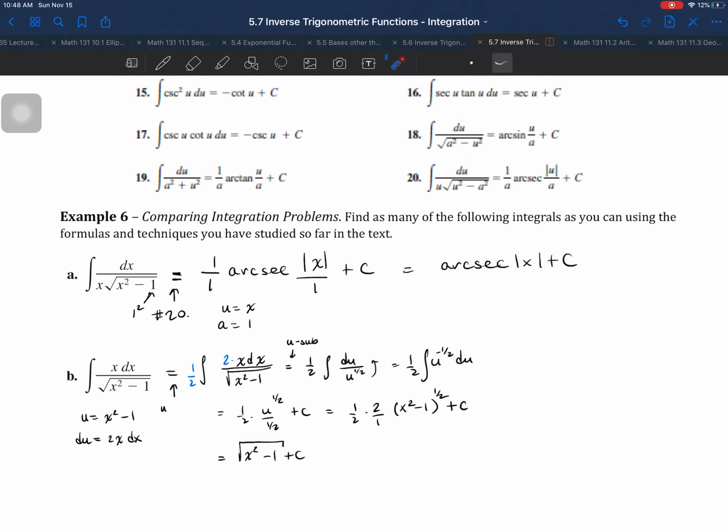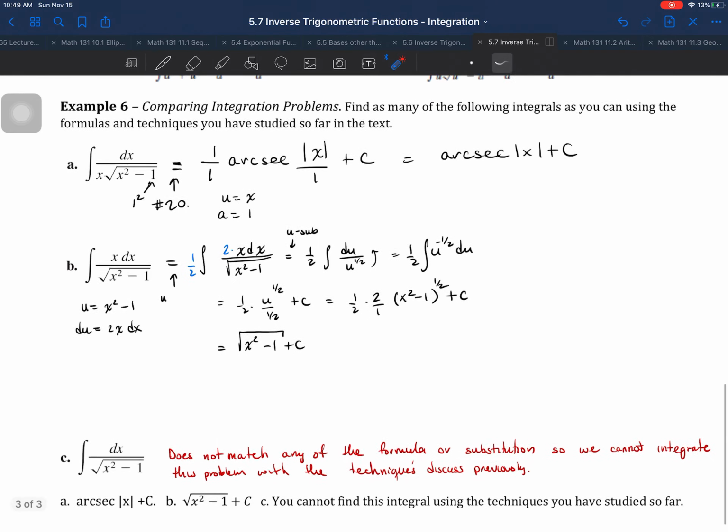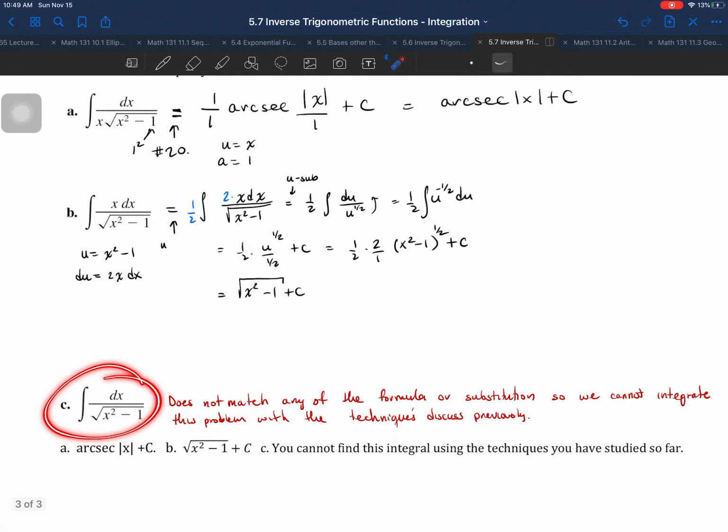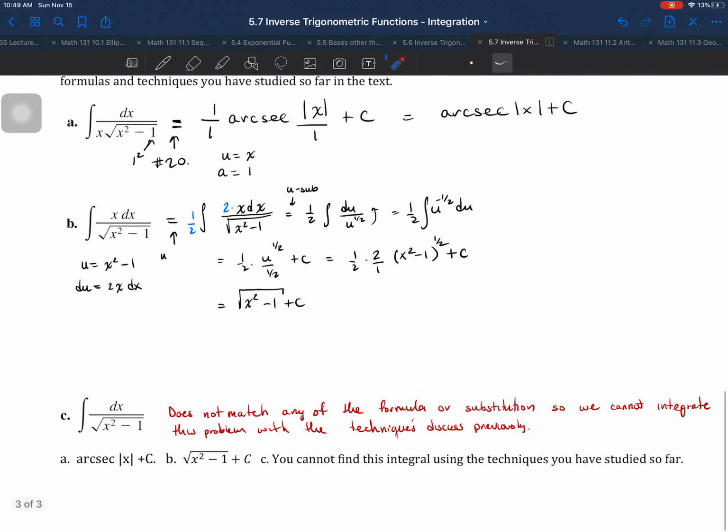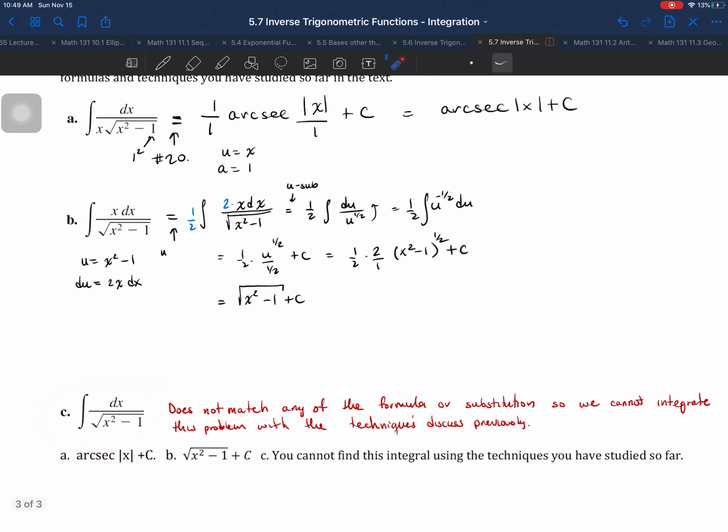So that one's backwards. And then this one, it seems like this could work, but even this one is missing a u in front of it. This is not going to work for many reasons: you don't have the square root, and you have a plus. Therefore, this does not match any of the formulas or substitutions, so we cannot integrate this problem with any of the techniques we know so far.